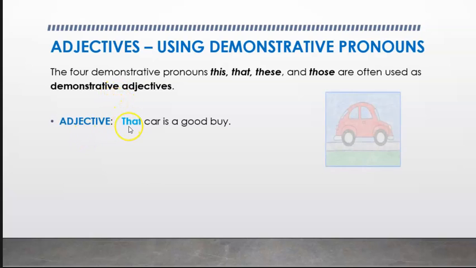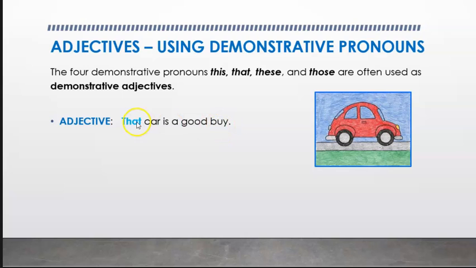So as an adjective, that car is a good buy. In this case, that is describing car. You'll notice the noun is right after it. But as a pronoun, we saw that. So in this case, that is replacing whatever it is we saw. We're only using the word that. It's acting as a pronoun.